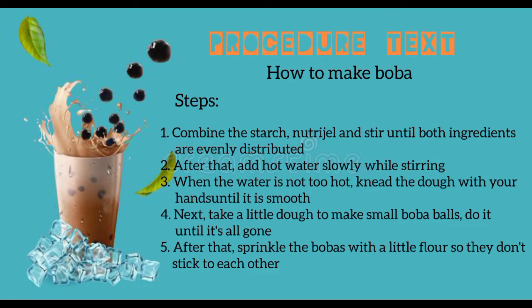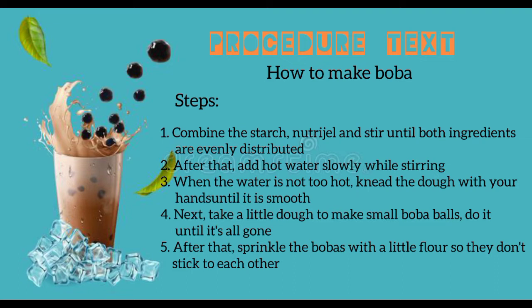Steps. The first, combine the starch and Nutri-Gel, and stir until both ingredients are evenly distributed. After that, add hot water slowly while stirring. 3. When the water is not too hot, knead the dough with your hands until it is smooth. Next, take a little dough to make small boba balls. Do it until it's all gone.